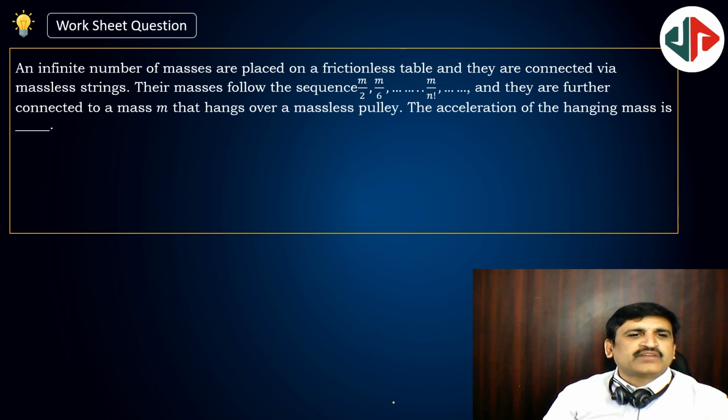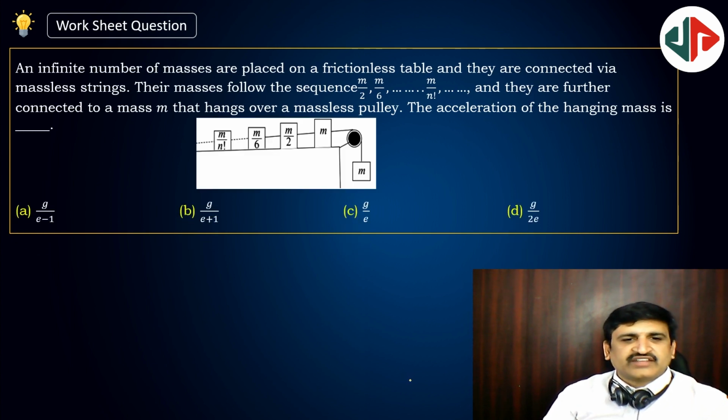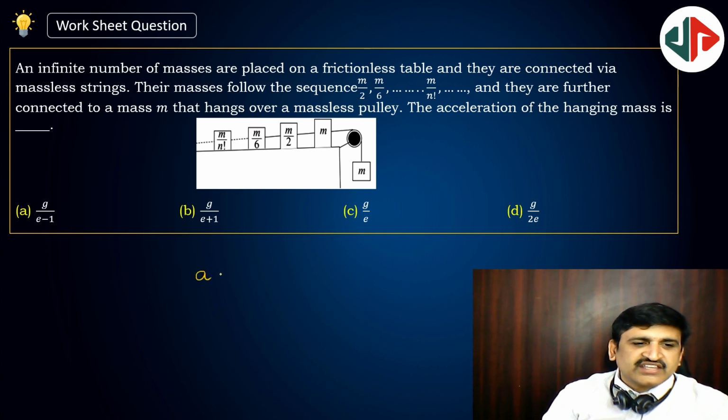An infinite number of masses are placed on a frictionless table. They are connected via massless strings, like this, and connected to a mass m that hangs over a massless pulley. What is the acceleration of the hanging mass? They're all massless strings. Once again, an infinite number of masses are placed on a frictionless table.